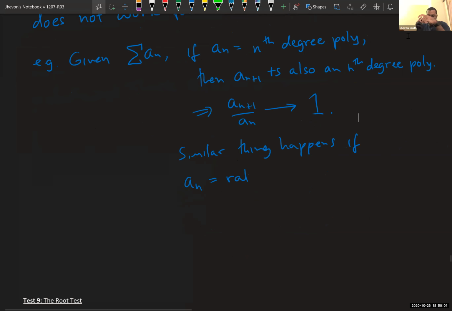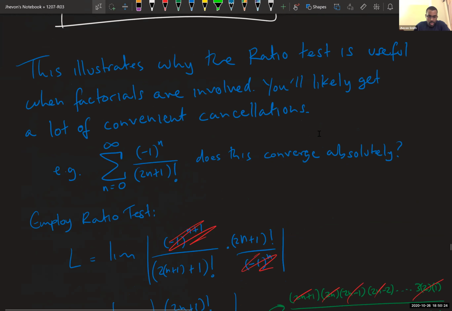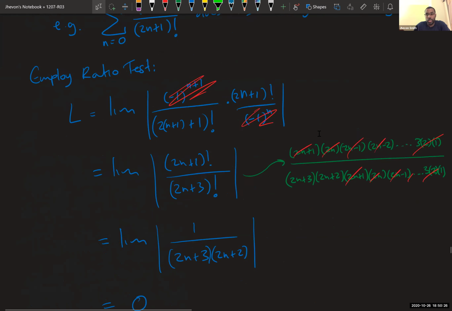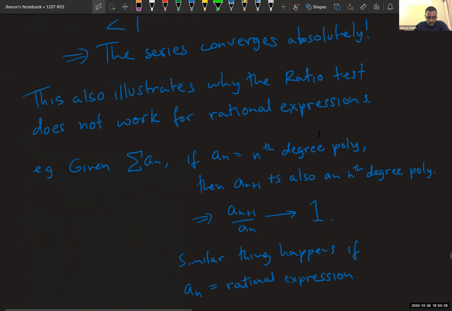But you can see that a similar thing happens if a_n is rational, right? Because the powers aren't going to change. So when you take the ratios, the leading coefficients will be the same. The highest power will be the same. So they'll always simplify to 1 in the limit, right? So don't use the ratio test if you have rationals. But it's very convenient for factorials. It does not work for rationals.